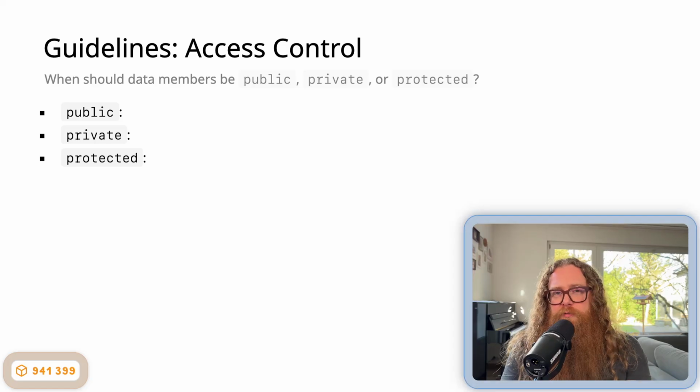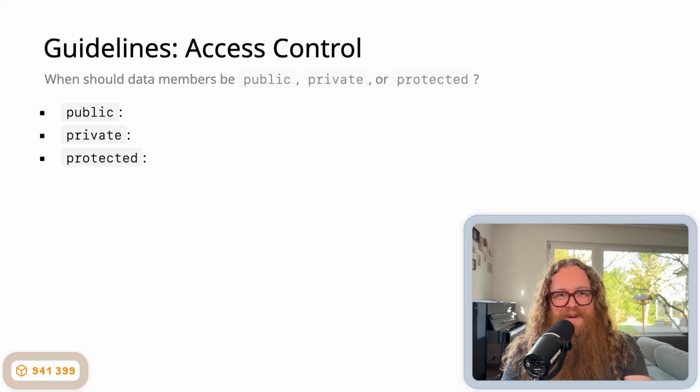So this is basically the whole mechanism that classes provide. But now we want to know about guidelines. When should we actually use which? And when I ask the question, when should data members be public? When should they be private? When should they be protected? The answer I often get is data members should be public when they need to be accessed from outside the class. But this is not a guideline, right? This is just repeating the mechanism.